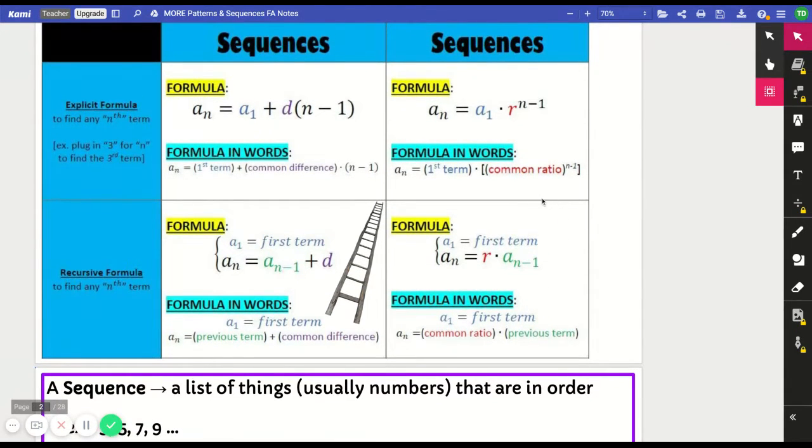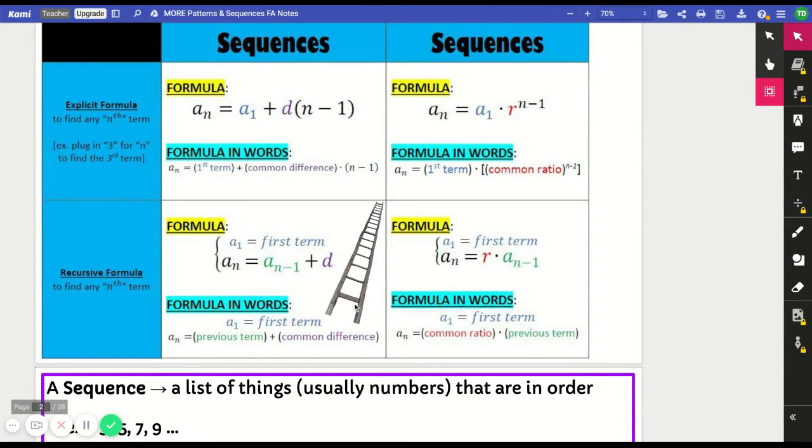Let's look at the recursive formula. We start out by stating what the first term is, and then we go on to using the formula. So we have a sub n minus 1 plus d. In words, we are taking the previous term and we're adding the common difference.